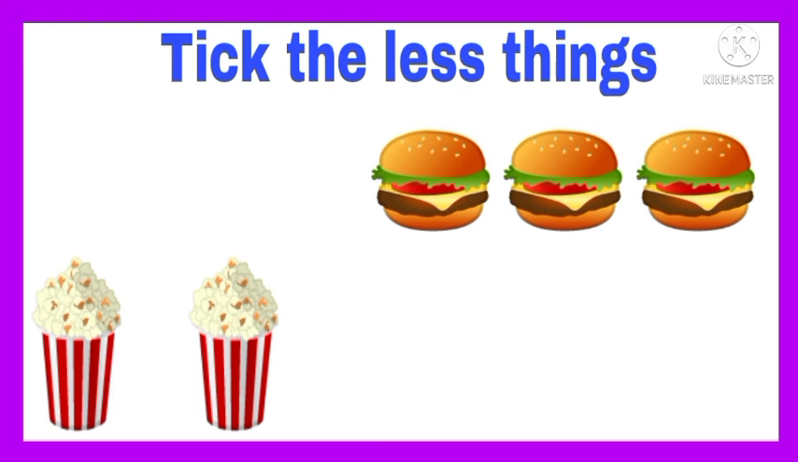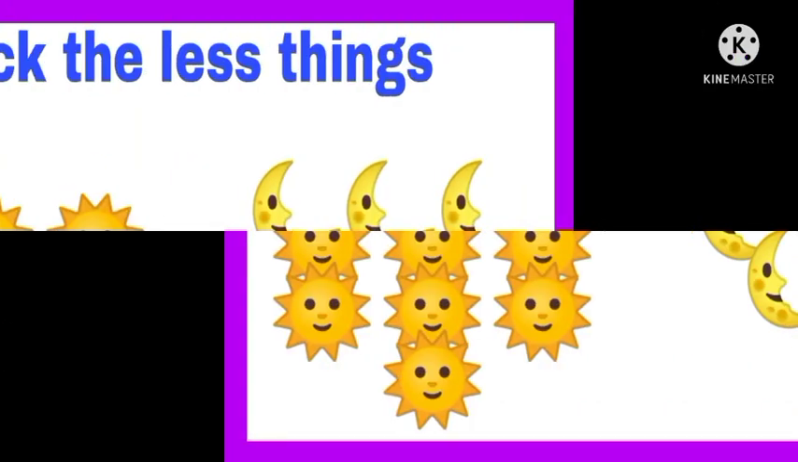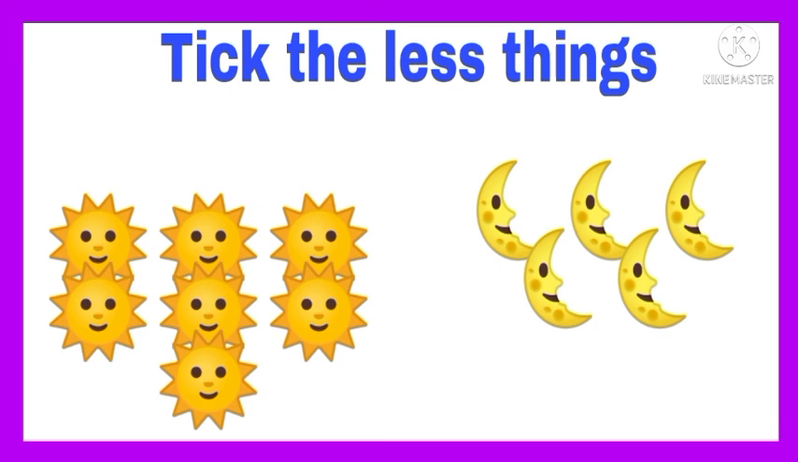There are 3 burgers and 2 popcorns. We have to take the less things. Popcorns are less. There are 7 suns and 5 moons. Take the less things, less objects. The moons are less objects, so take the moons.